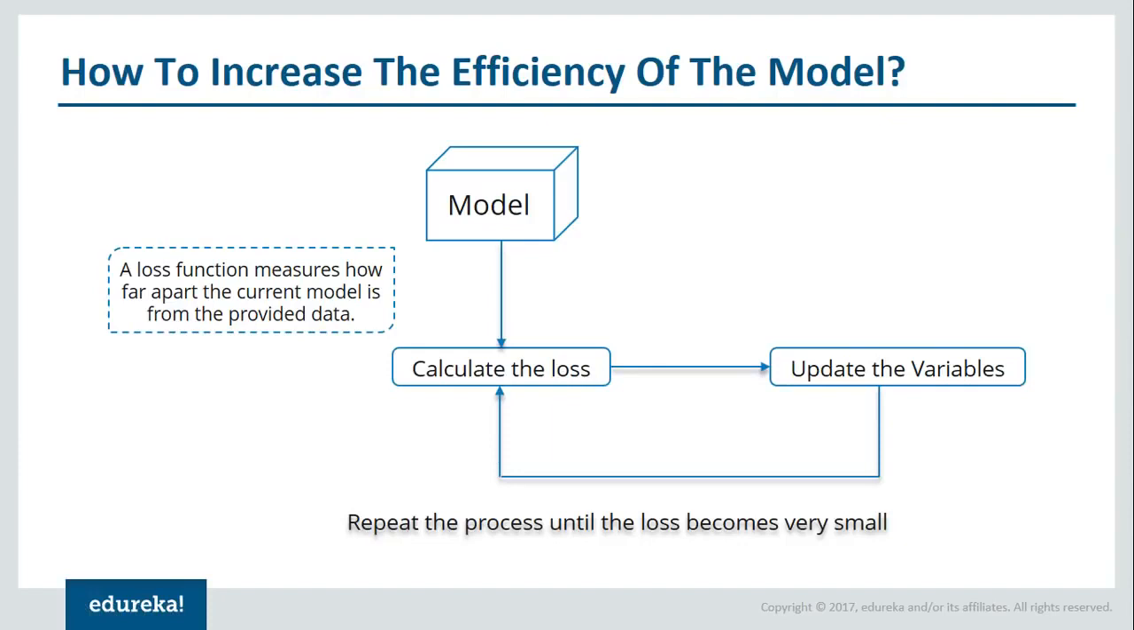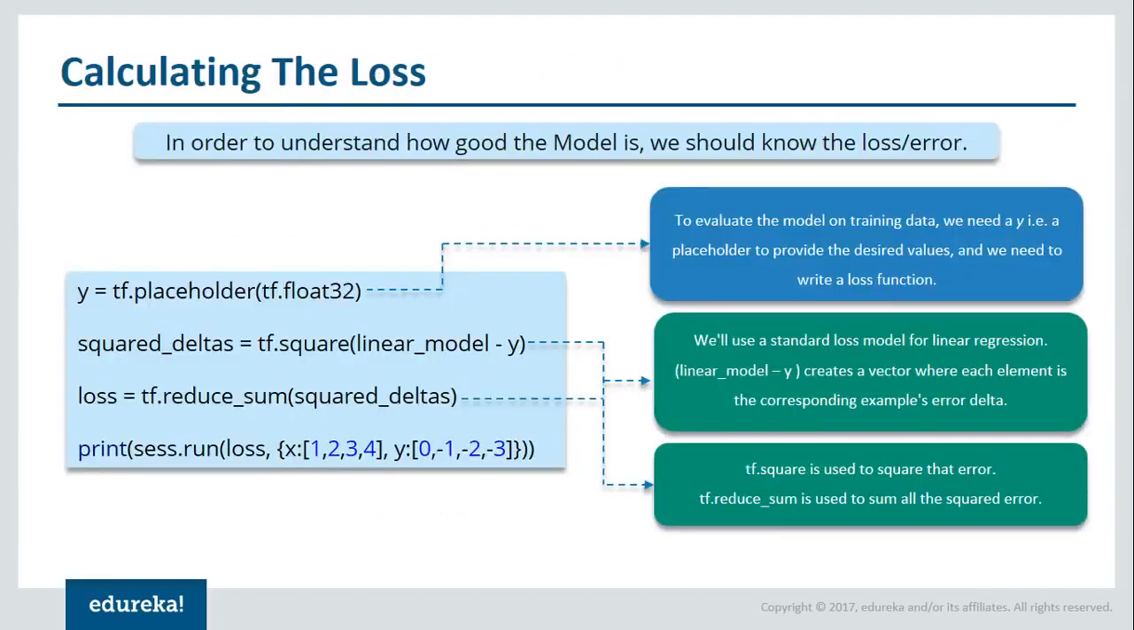All right. So the basic thing that we need right now in our model is something with which we can calculate the loss. And this is how we are going to calculate the loss. So y will be a placeholder that will be fed with the output values that we already know. So 0, -1, -2 and -3 will be our desired output, the values that we already know. So this y placeholder will be fed with these values.